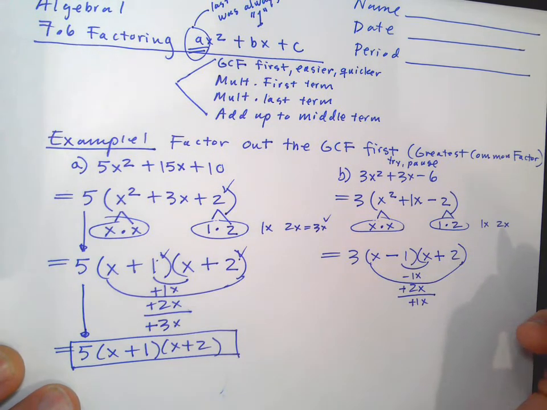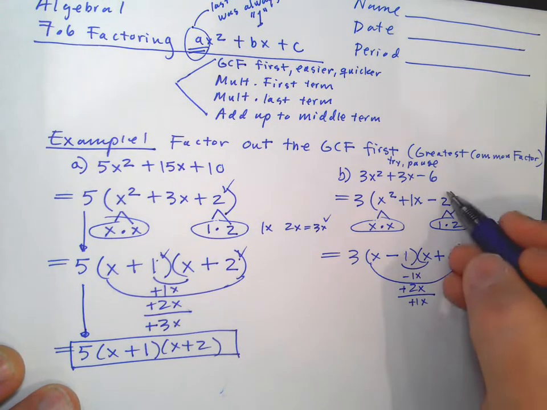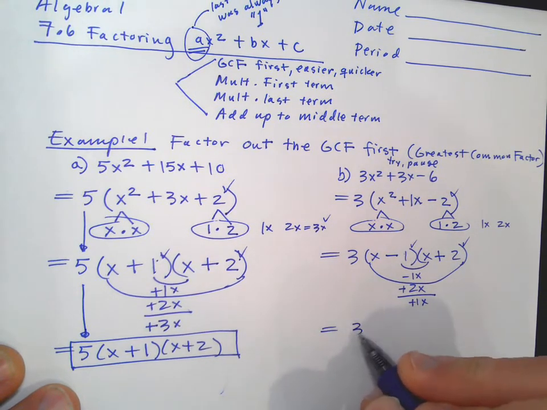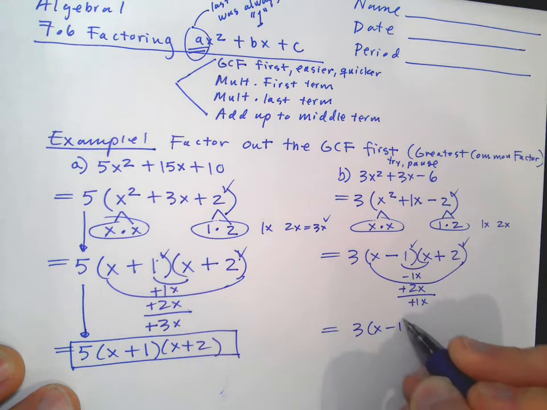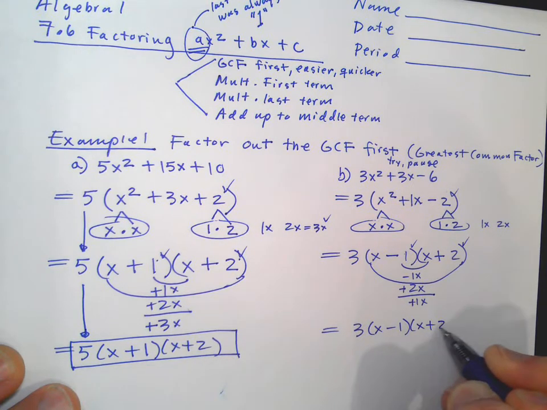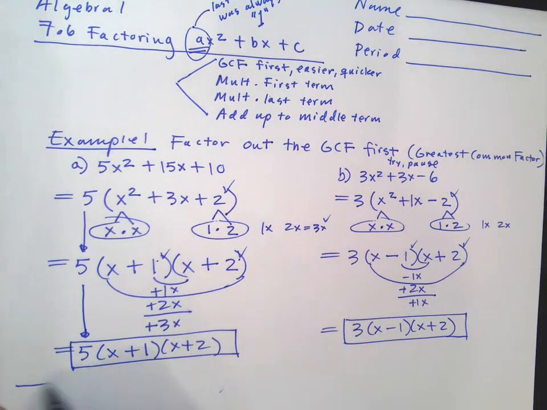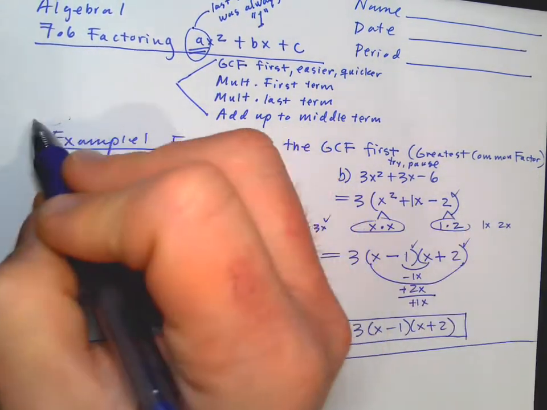And you can double check it. Negative 1 times 2 is negative 2. Check, check, check. Okay, so we got it. Don't forget the 3. 3 times x minus 1, x plus 2. So this is just like the work we've been doing last week. It's challenging.